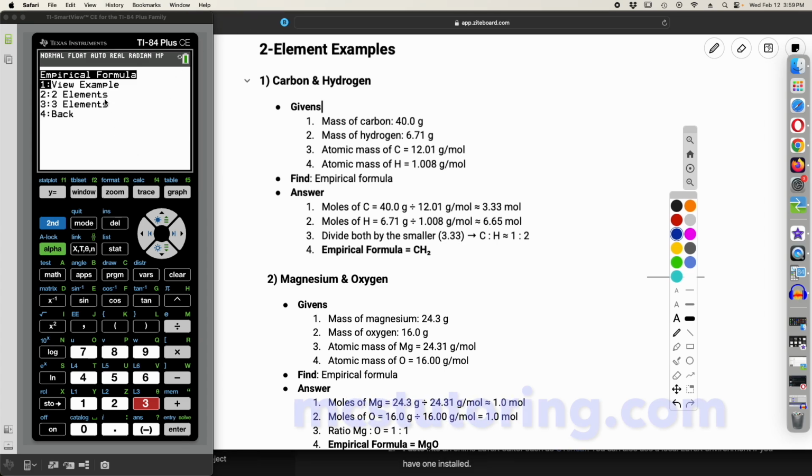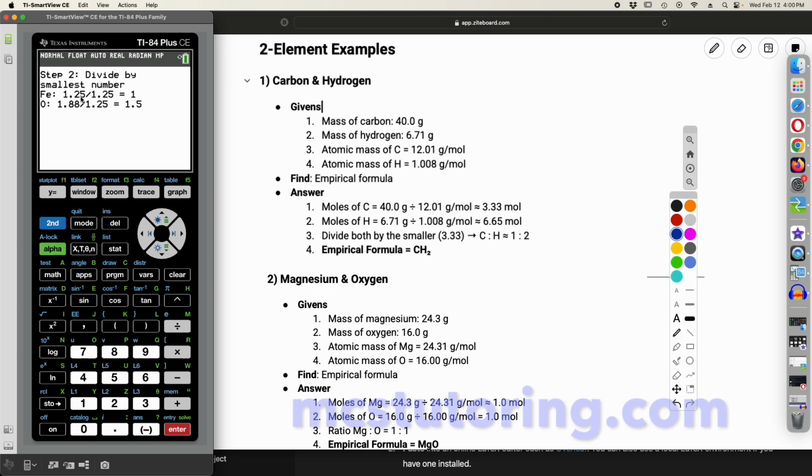So look, I do want to show you an example here before we actually go to the solver. If you had an empirical formula example where iron is 69.9% and oxygen is 30.1%, what you want to do is divide by the molar mass to find out how many moles you have. So for iron, it's 1.25, and oxygen 1.88.